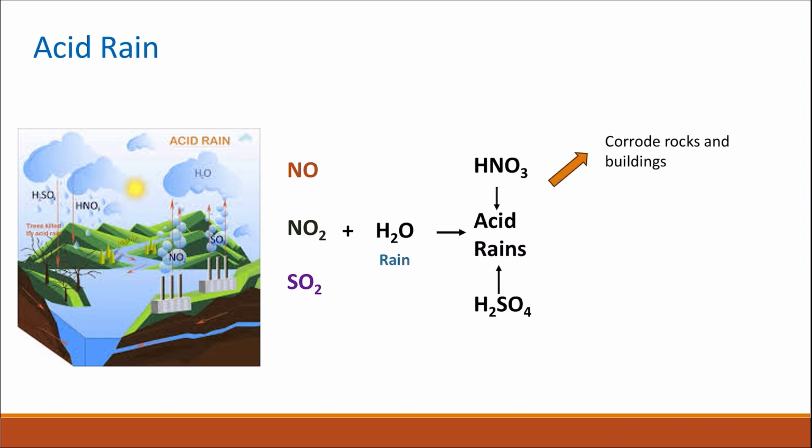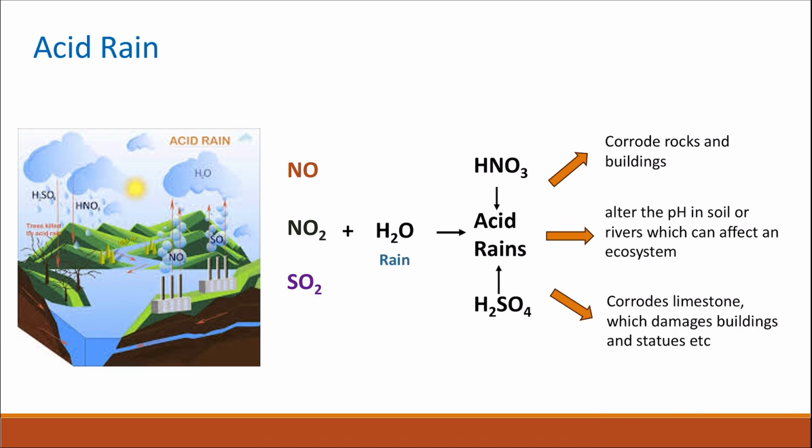Acid rain has several problems because it corrodes rocks and buildings. It alters the pH in soil or rivers, which can affect the ecosystem, and it corrodes limestone, which damages buildings and statues.